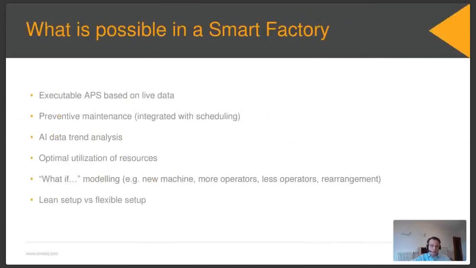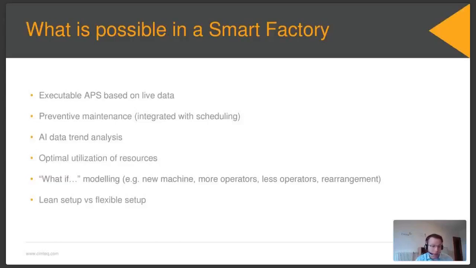So just a few words about the big picture, what we can do. I mean, I mentioned it. You will be able to do your planning based on live data. You will do preventive maintenance integrated with scheduling based on your actual machine data. You will have AI available to use for setting tolerances, monitoring trends, finding the weak spots in your factory, so that you really get to a position where you have optimal utilization of your resources, that being your operators and your machines.